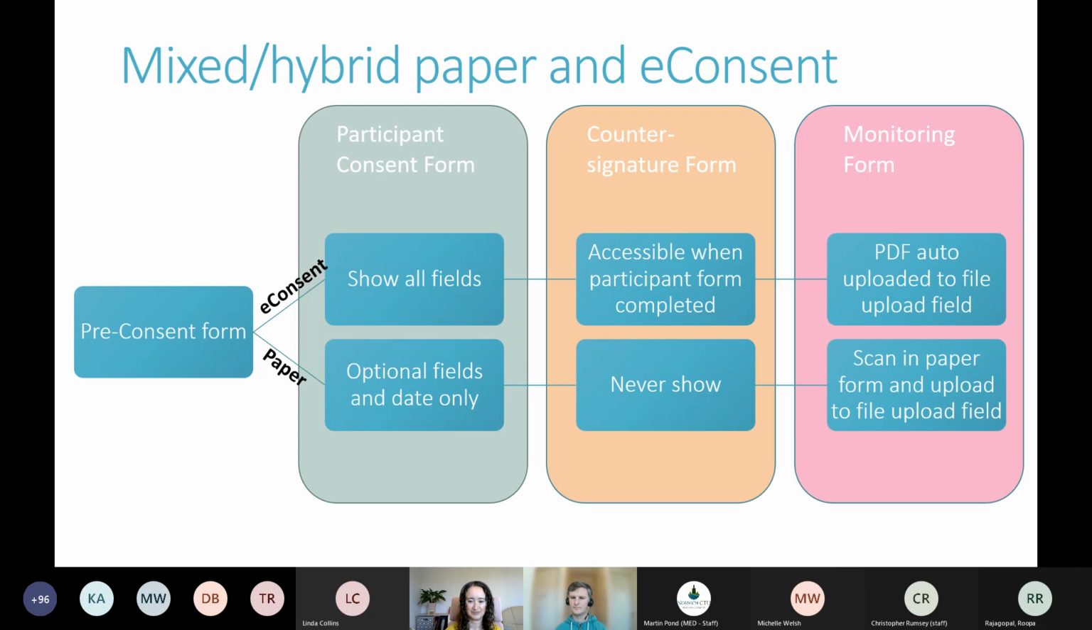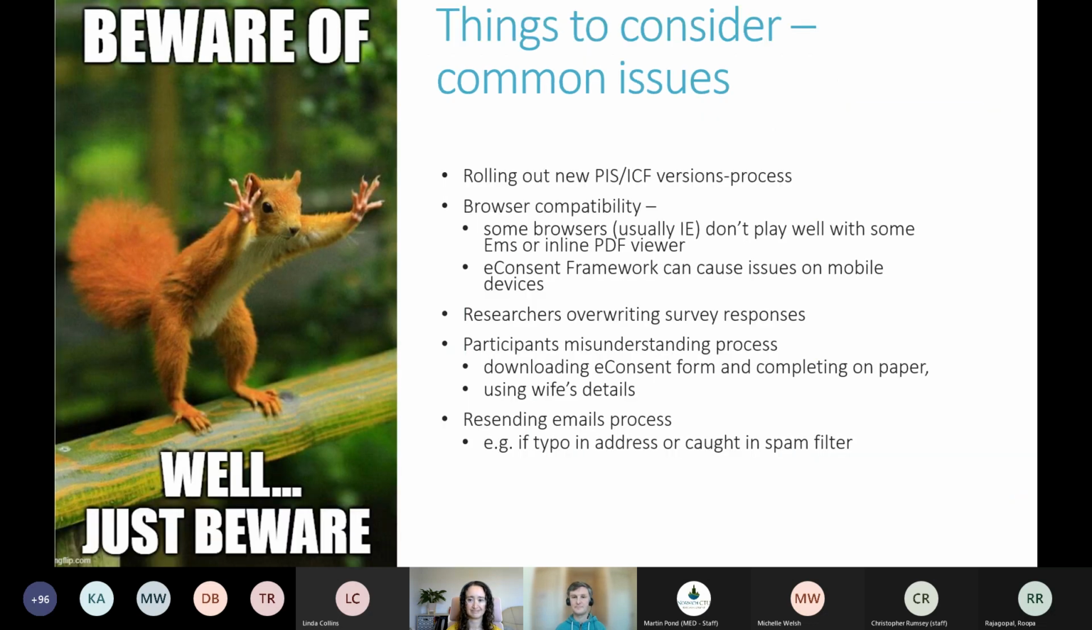So that's a very high level overview, not clicking the buttons, but just showing how you could set up your system if you wanted to implement paper and eConsent, and I'm sure other people have different ways, but it's handy as an example. I'll get Anthony to finish off now.